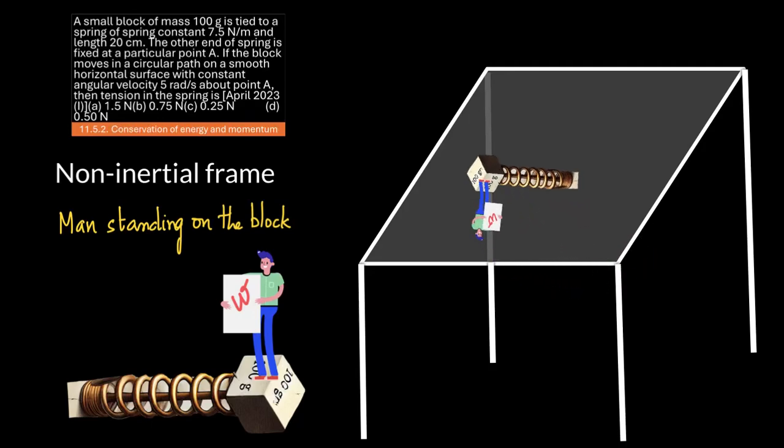So now we'll try to solve this question using the non-inertial frame method, right? When we solve it using the non-inertial frame method, primarily we need to understand the difference between inertial and non-inertial frames. From this diagram, it should be clear that the observer is observing the block with respect to this block. Earlier he was standing here on the ground and then visualizing the block.